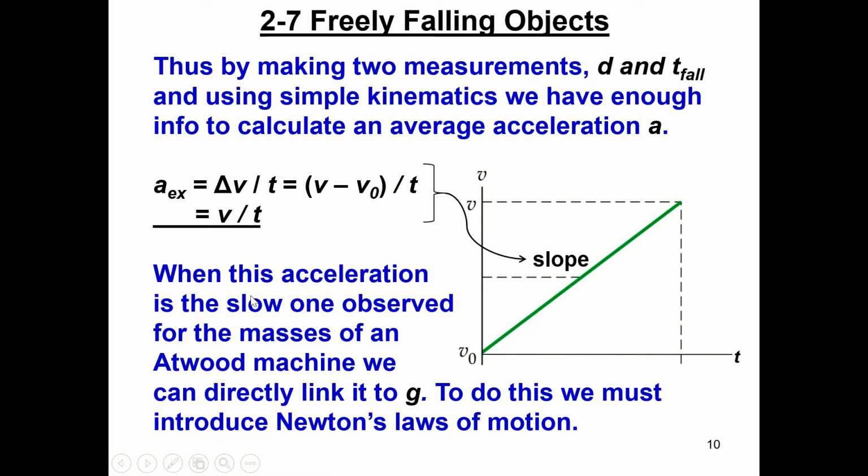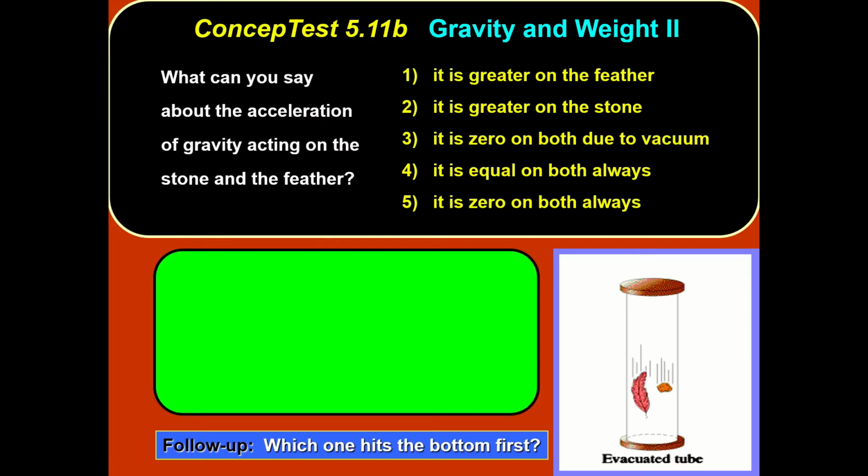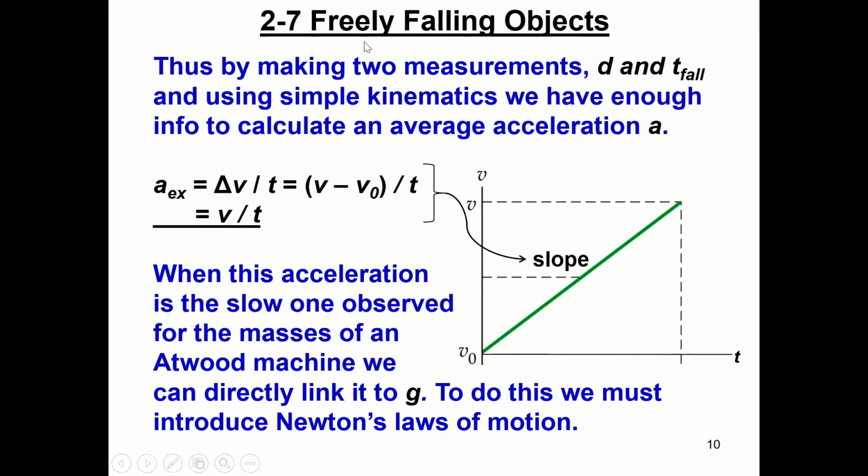When this acceleration is the one that is observed for the masses that are moving in the Atwood machine, then it can be directly linked to g, the acceleration due to gravity. And this is done through Newton's laws of motion. So that's what chapter 5 is all about. At least it was chapter 5 in my edition of the book. So that's why this is up here as 5.11b. This is 2.7 because this was from, of course, the previous chapter with the kinematic equation.